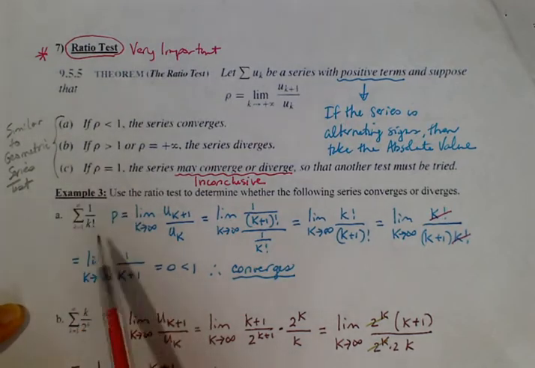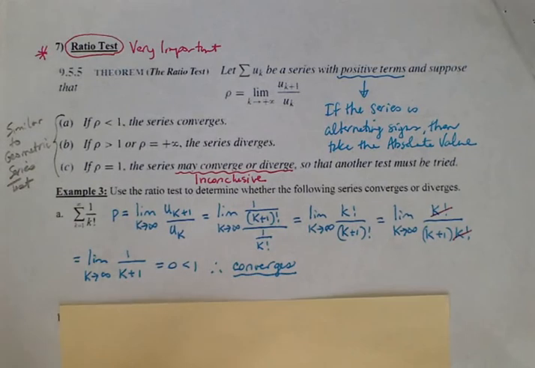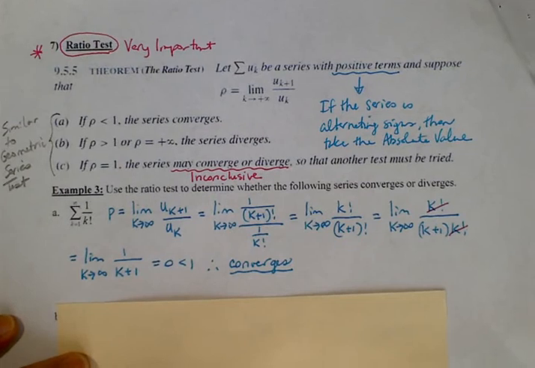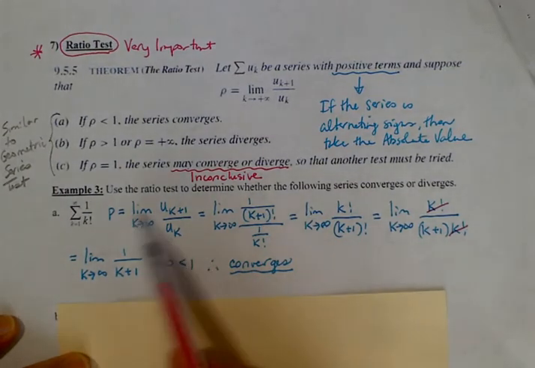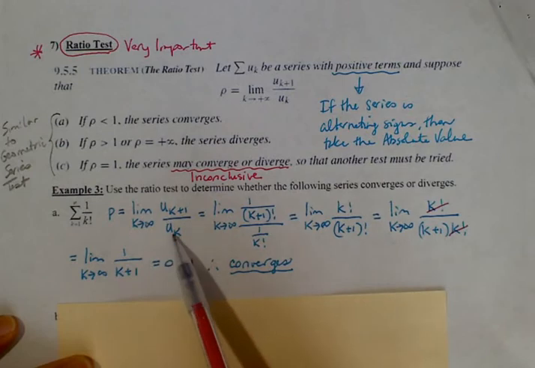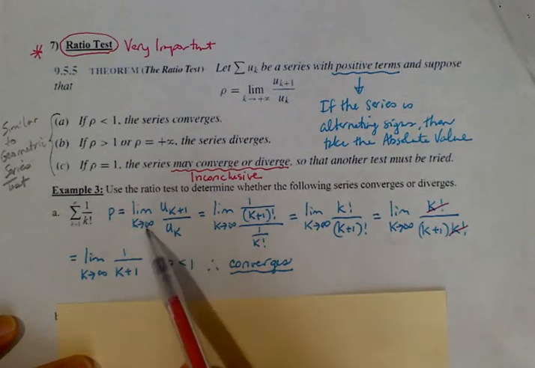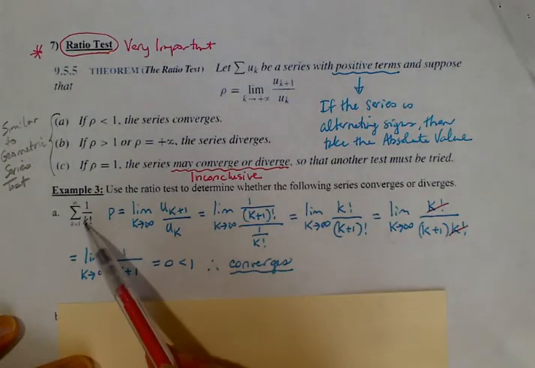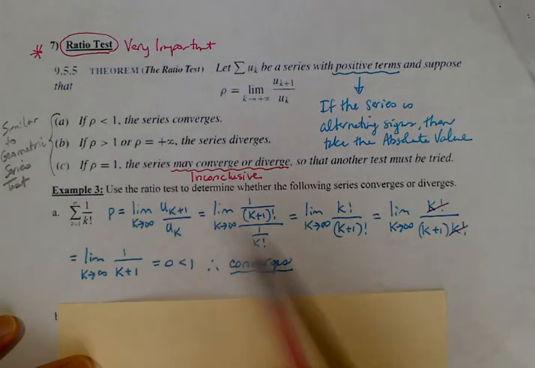All right, so here's the first example. Use a ratio test to determine whether the following series converges or diverges. So I write out my original statement with the limit. p is equal to the limit of u of k plus 1 over u of k as k goes out to infinity. So in place of the k here, I'll just say k plus 1 because that's the next term. So it'll be the limit of 1 over (k plus 1) factorial all over, and then the term that's given, or the series that's given, is 1 over k factorial.